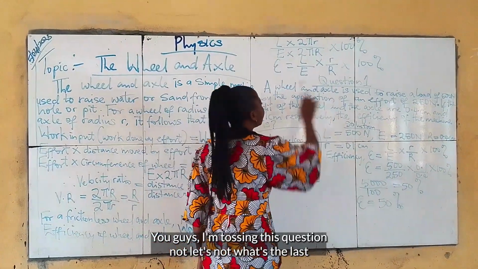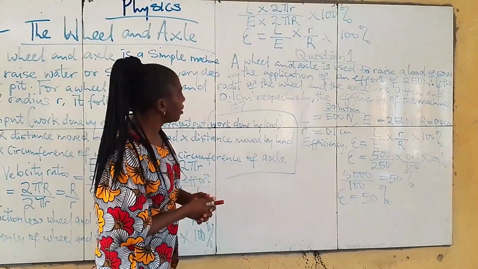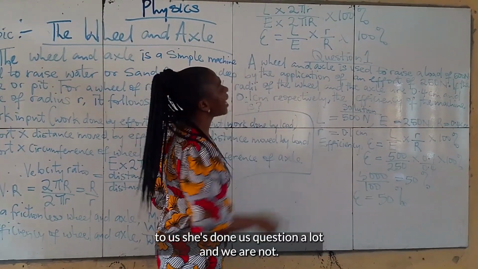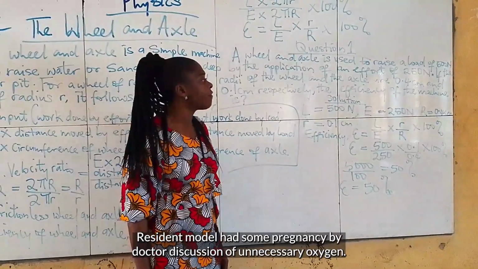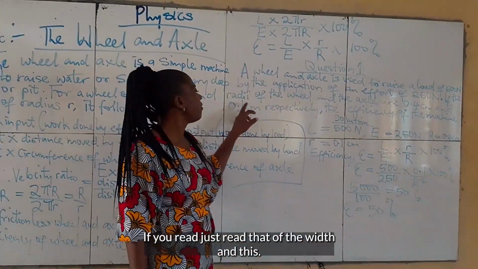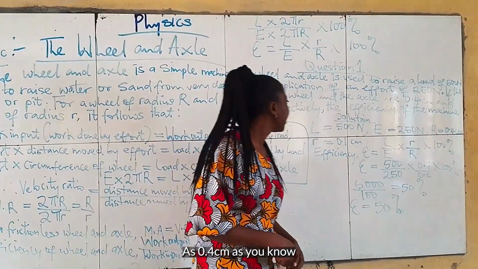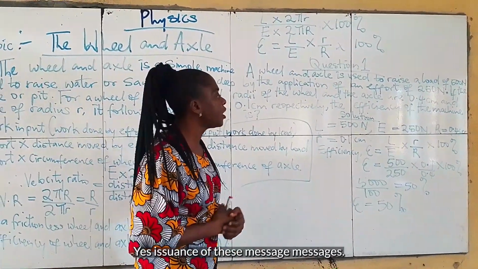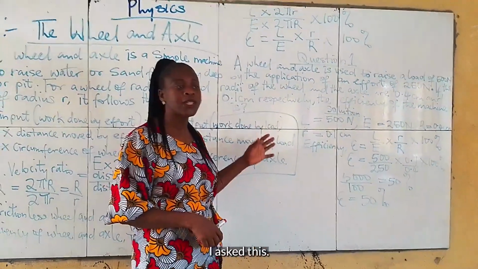Now let's look at question 1. A wheel and axle is used. This is a JAMB question, but I think I didn't write that. Question 1. A wheel and axle is used to raise a load of 500 Newton by the application of an effort of 250 Newton. If the radii of the wheel and the axle are 0.4 centimeter and 0.1 centimeter respectively, the efficiency of the machine is, that means what is the efficiency of the machine? You are asked to calculate efficiency.